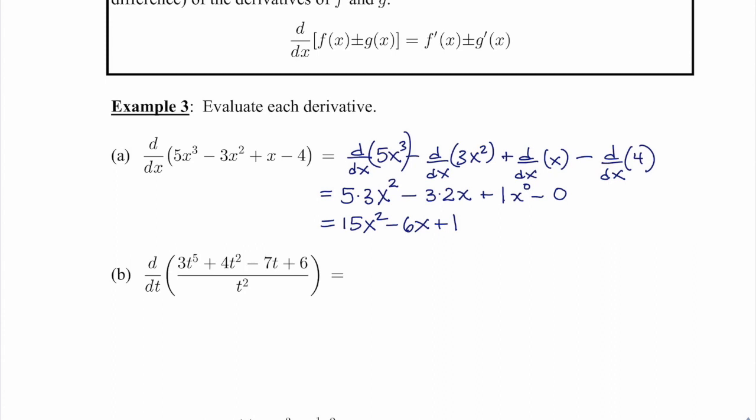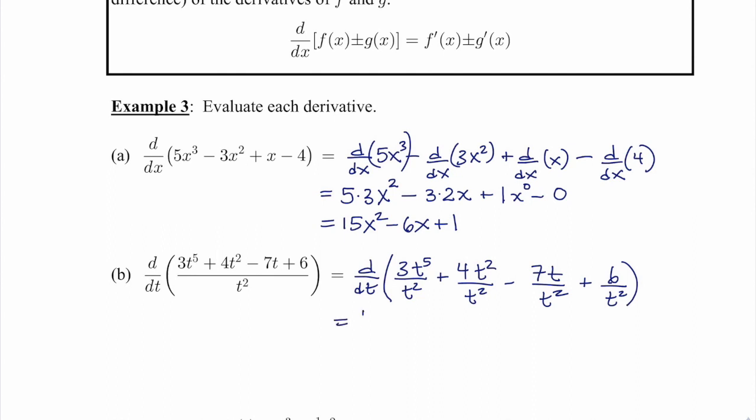The next example here involves a quotient, and we don't yet have the tools to work with a quotient. So the first thing we need to do is get this into something that just looks like a sum or difference of terms we can differentiate. So let's think about this. If I have a quotient where there's just one term in the denominator, I can rewrite each of these as a fraction. 3 times t to the 5th divided by t squared plus 4t squared over t squared minus 7t over t squared plus 6 over t squared.